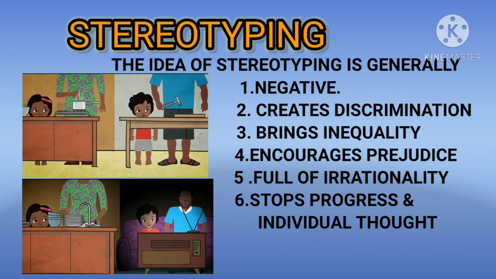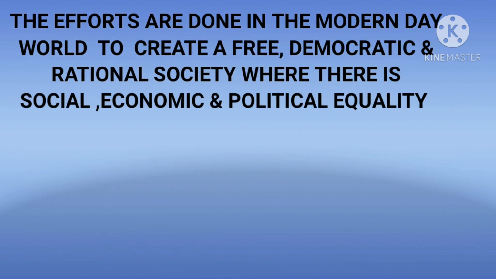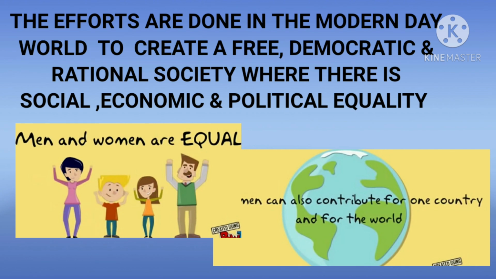As we saw in the ad shown earlier, all boys and girls need equal freedom and equal opportunities to grow in life. So now, students, we have achieved our third learning outcome, and that is you will be able to explain the impact of stereotyping in society. Children, with education, efforts are being made in the modern world to create a free, democratic, and rational society where there is social, economic, and political equality, and men and women are treated equally.